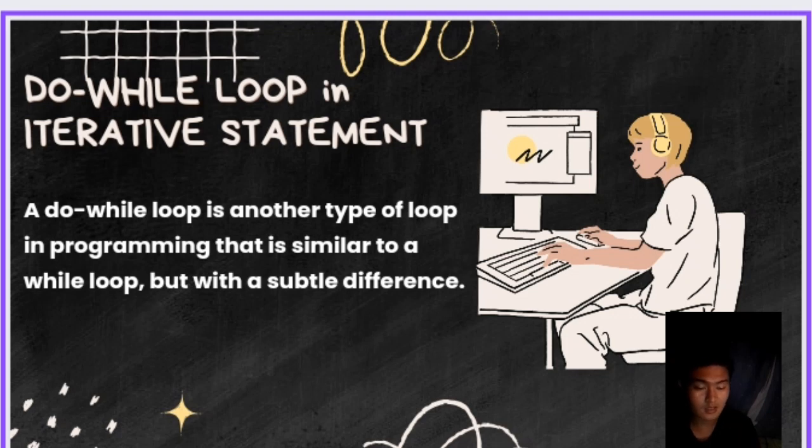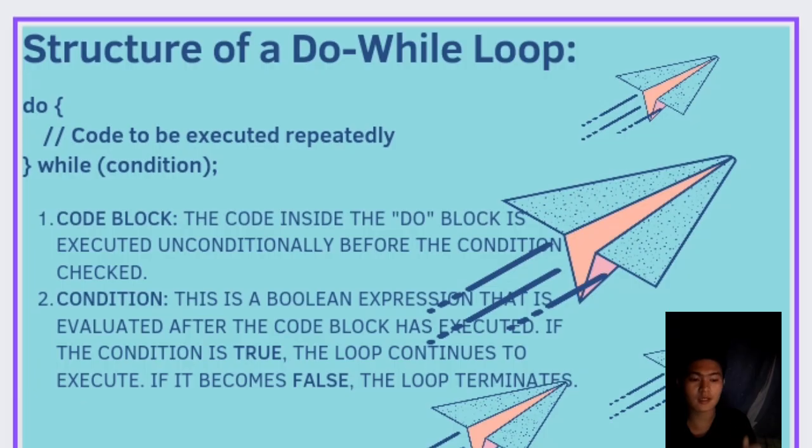As for initialization and update, the loop control variable should be initialized outside the loop, and any necessary updates to this variable are made inside the code block. You can use the loop control variable within the condition.